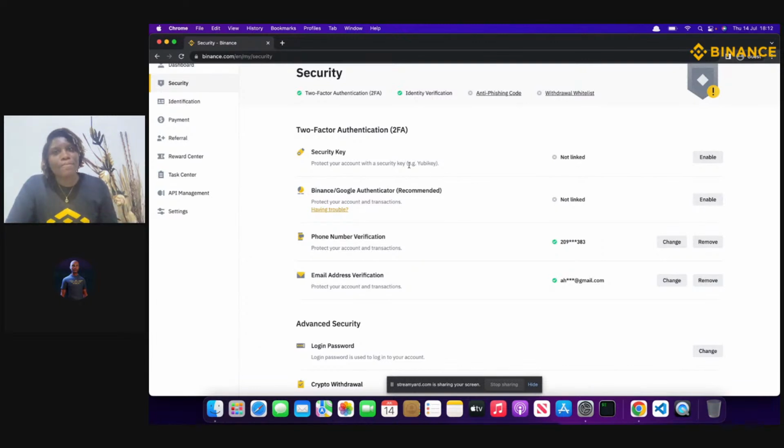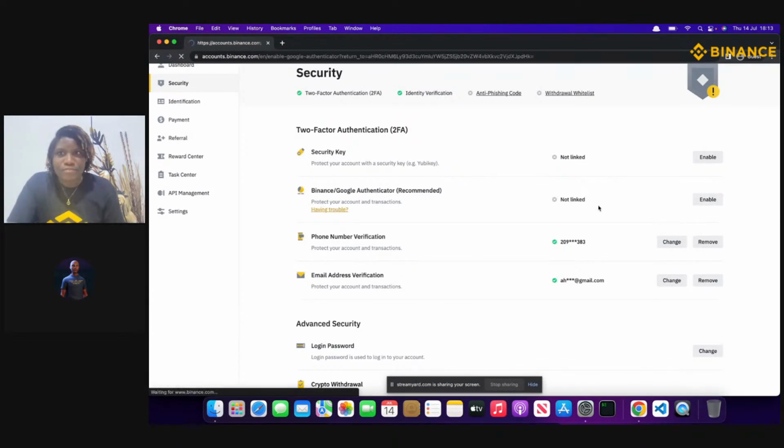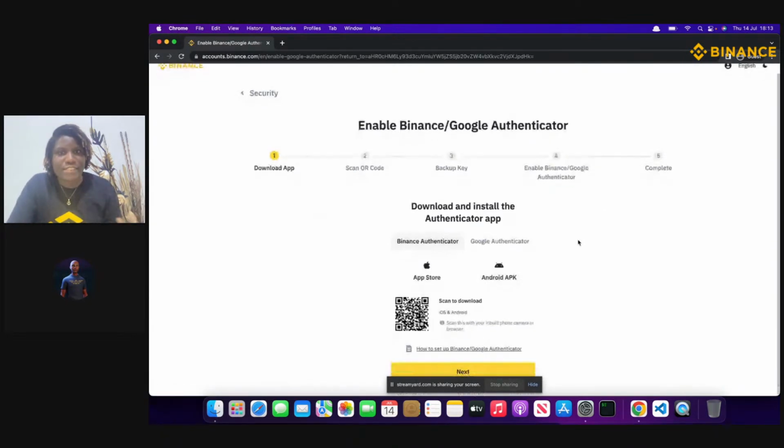Now, this security key is more like a physical device that usually helps secure your account, and you can use that to access your websites. But the Google Authenticator in itself is enough to secure your account. So let's just enable this. When you click on enable, they'll tell you to go through the various processes. What you need to do is have your Authenticator app on your mobile phone. If you don't have it, you go to the Play Store and download it. So I have my Authenticator app.